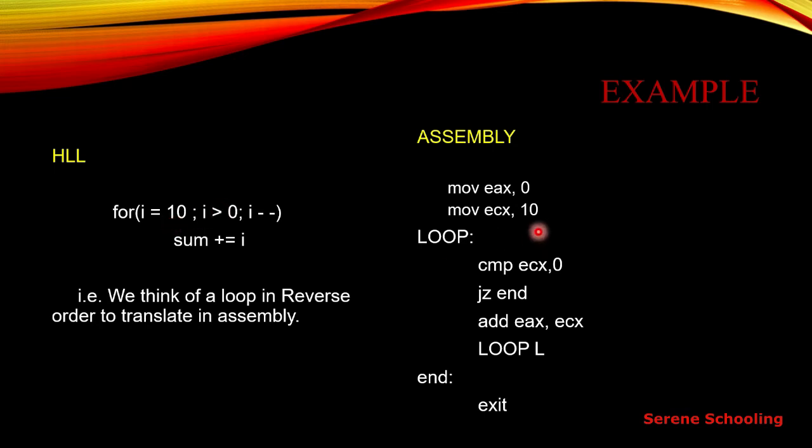Okay, and from this particular statement my loop is going to execute. So this is part of my loop. Right after entering the loop, the very first thing we have to do is check the condition. That is, we have to use the compare instruction. I'm comparing the ECX value with 0.